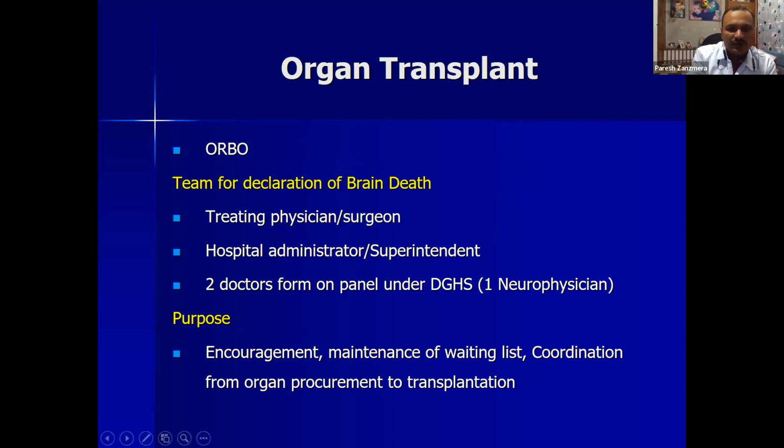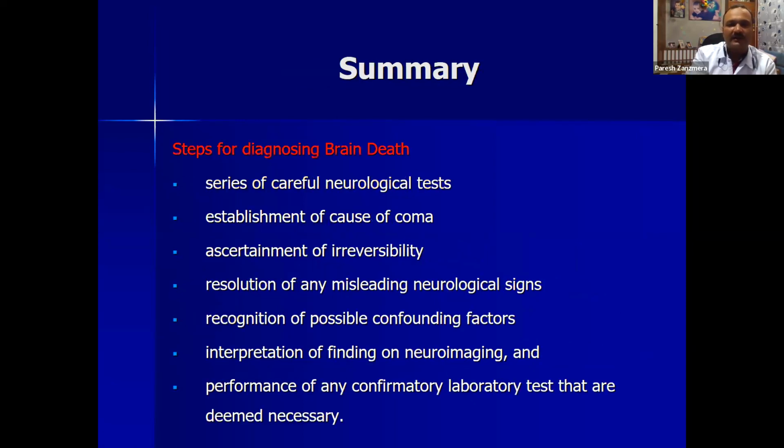Who should be required? One neurophysician or one neurosurgeon, the hospital administrative person, and the treating physician. So the signatures of at least 4 persons are required for making the diagnosis of brain death. Ultimately, as I discussed, we are encouraging organ procurement for the transplant recipient. So this is all about brain death.